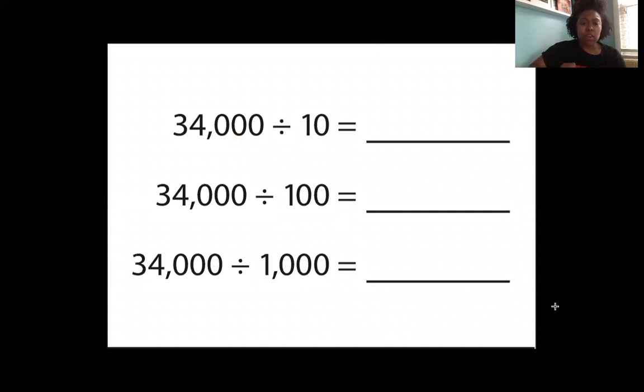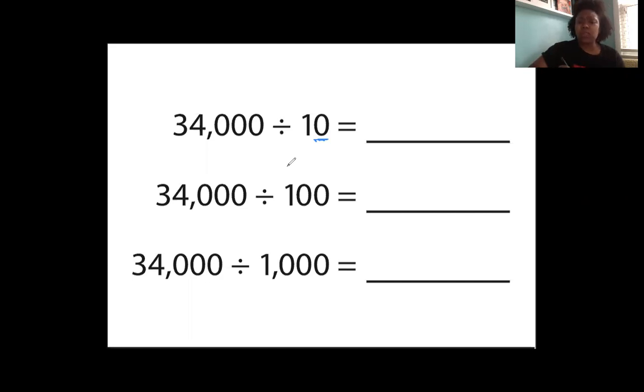Okay, so we've got 34,000 divided by 10, okay? So let's get some annotation going here. All right, so we can see that our power of 10 has 1 zero. That means we're gonna move that decimal 1 time. We're gonna skip 1 digit to the left, okay?